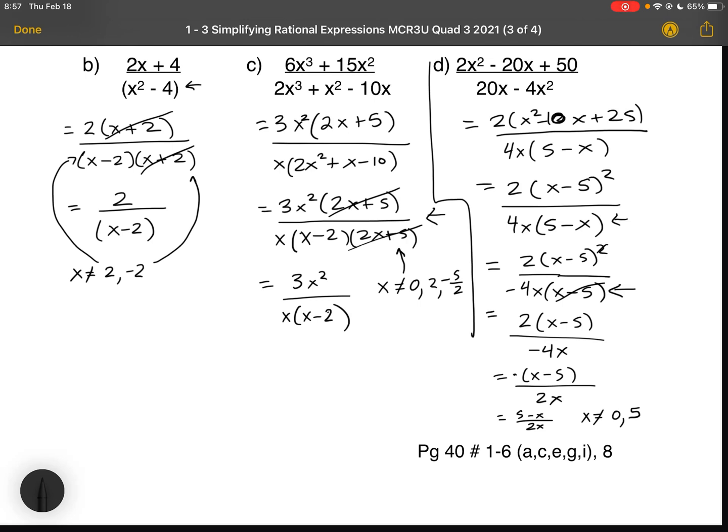Those are two examples of simplifying rational expressions. First, using the exponent rules, and second, using factoring.